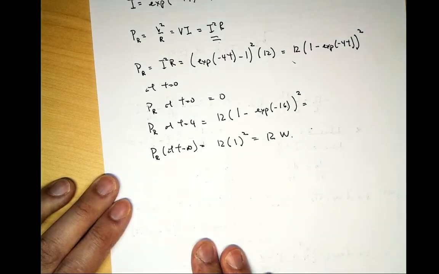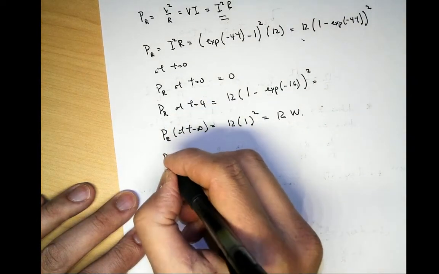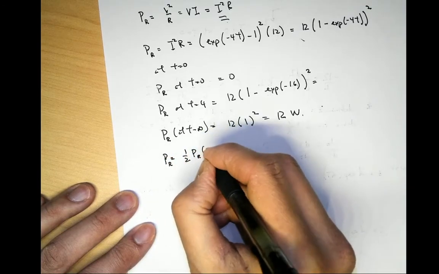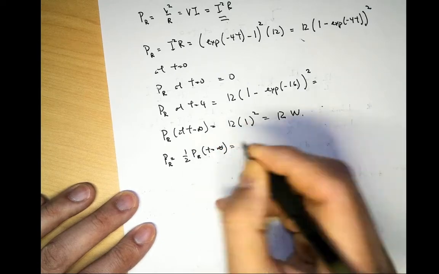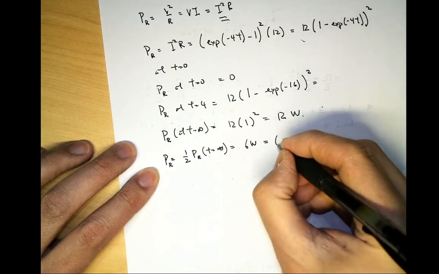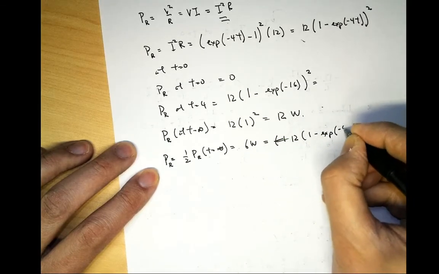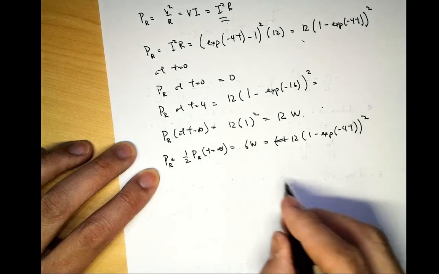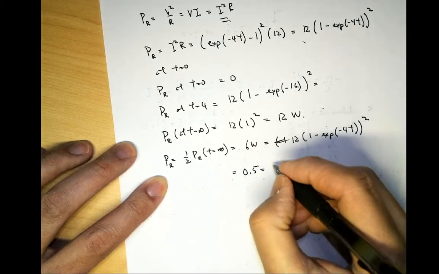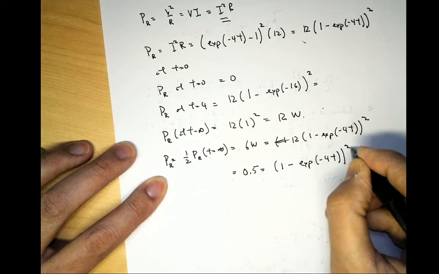And basically what we want to find is when the power is half of that. So the power of the resistor is equal to 1/2 the power of the resistor at t equals infinity. What is that equal to? Well, that's going to be equal to 6 watts, which is equal to 12 times 1 minus exponent minus 4t, entire thing squared. Let's go ahead and figure this out. So this is going to be 0.5 is equal to 1 minus exponent minus 4t, entire thing squared.